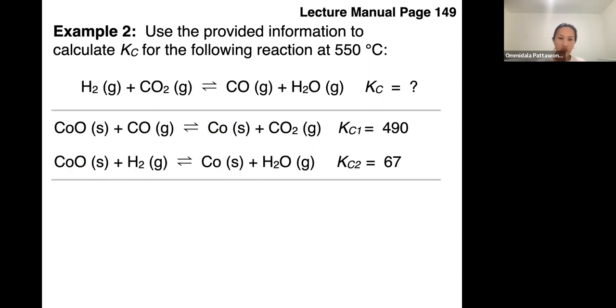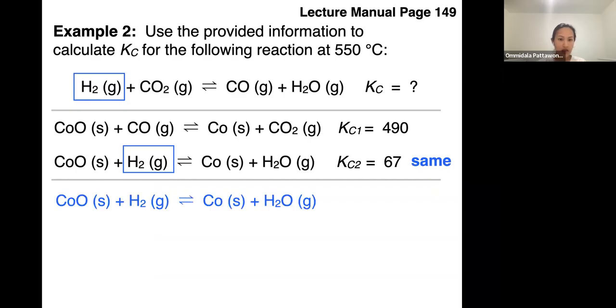So in this case, if you're looking at this, you're looking at hydrogen. Hydrogen appears in the second equation. Hydrogen is already on the reactant side, so that's good. I don't have to do anything, so that's going to stay the same. Now let's take a look at the top one. If you are going to manipulate anything, you need to rewrite it, even though it's the same reaction. That way, when you add them together, you can check your answer whether you get the right equation or not.